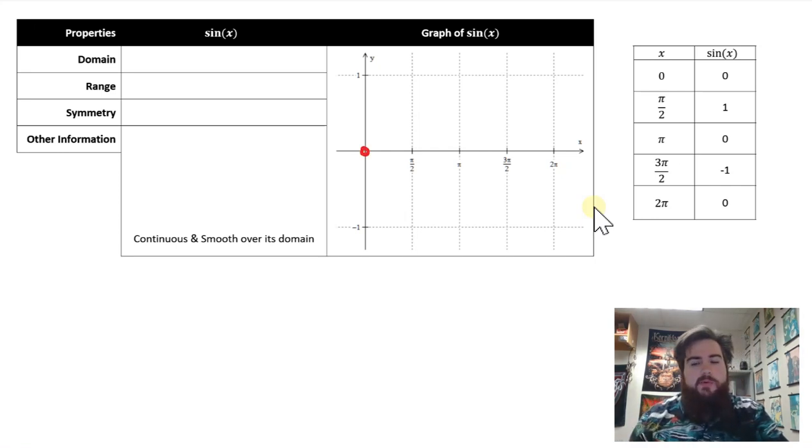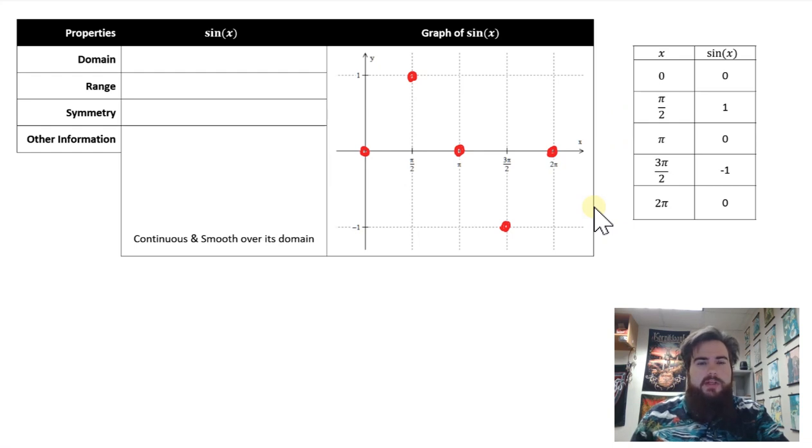The second point I will plot is pi halves, 1, followed by pi and 0, 3 pi halves and -1, as well as 2 pi and 0. With these points, we can start to come up with the graph of sine.